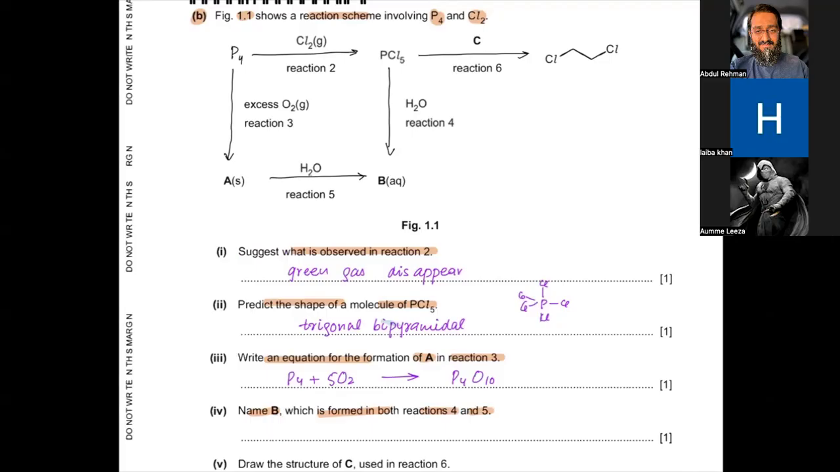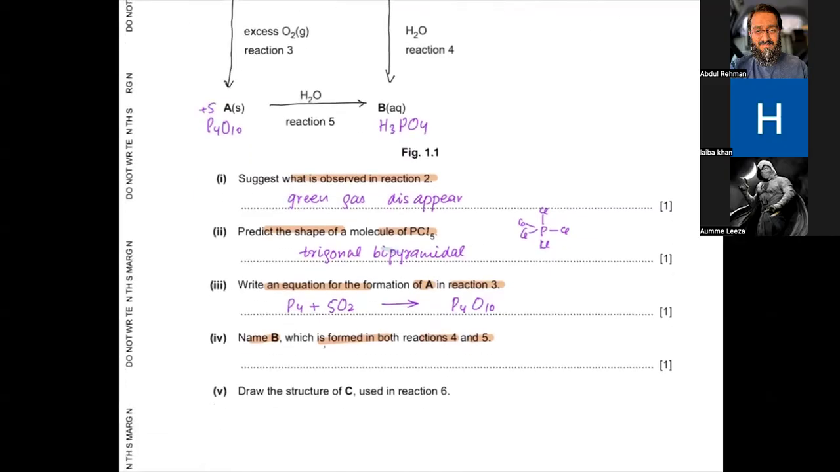Now, name B, which is formed in both reaction 4 and 5. So when PCl5 reacts with water and when P4O10 reacts with water, in both cases phosphorus has a +5 oxidation number. Over here it is P4O10, where the phosphorus is +5. Over here, phosphorus is +5. So when they both react with water, they are going to form phosphoric acid. So B is going to be phosphoric acid, H3PO4.